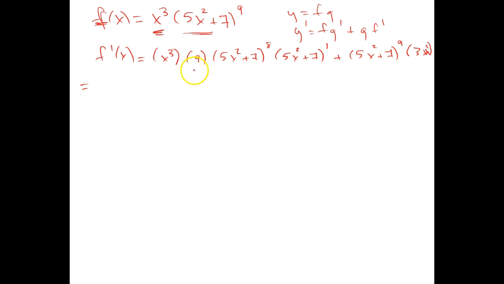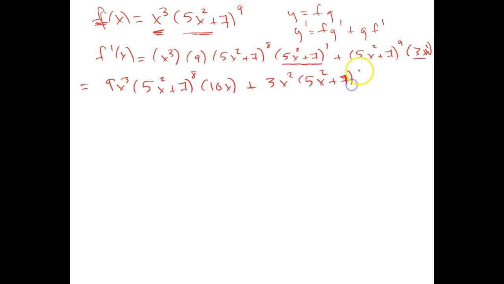I'm going to combine this. So 9 and 1 from the x cubed term give me 9x cubed. Again, you've got (5x squared plus 7) to the power of 8, and the derivative of 5x squared plus 7 is simply 10x. And for the second term, I'm going to put the 3x squared term in front to help with factoring. It'll help you see it anyway. Times (5x squared plus 7) to the power of 9.